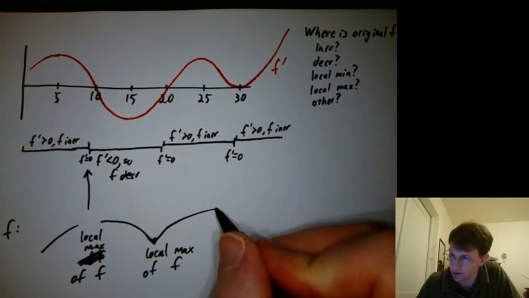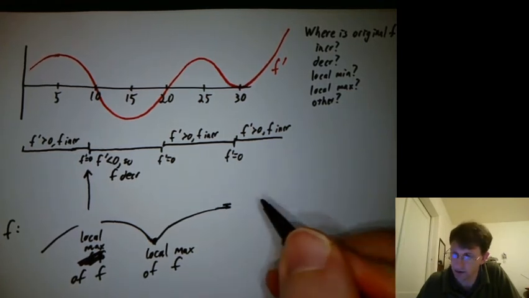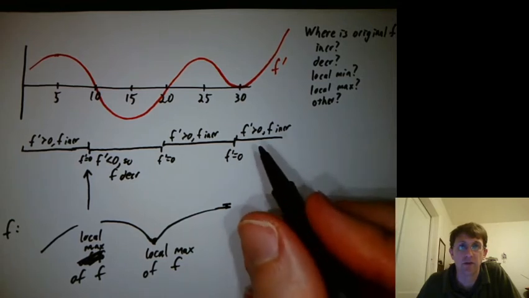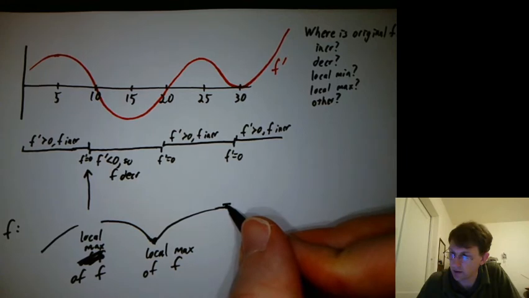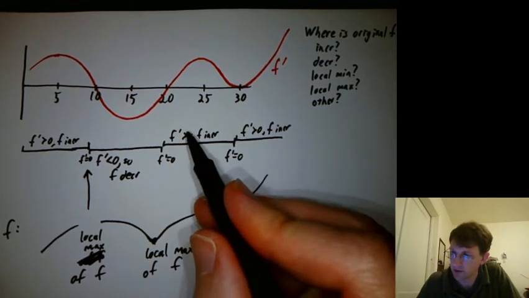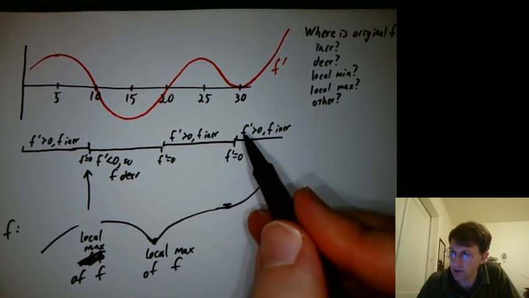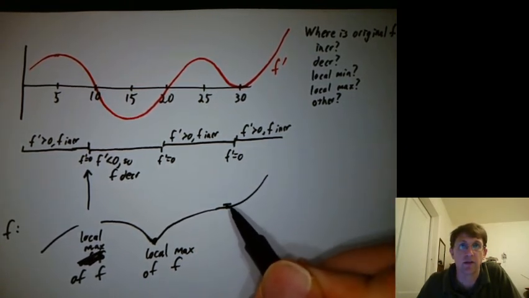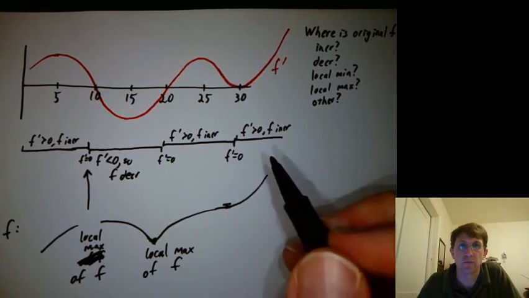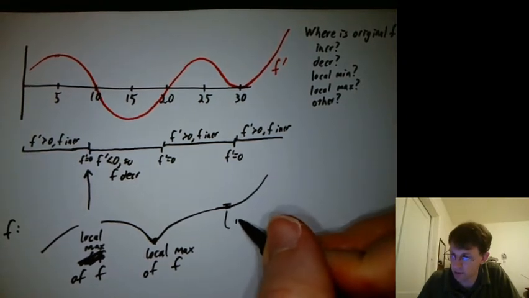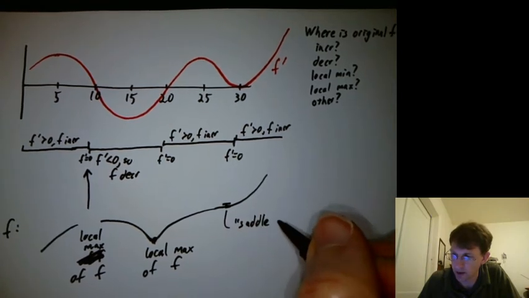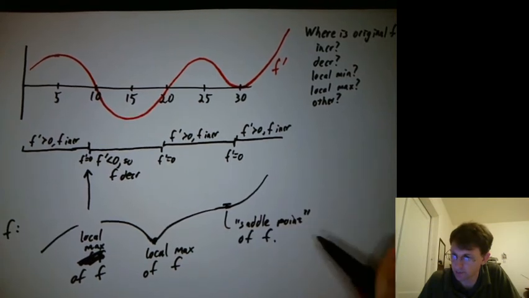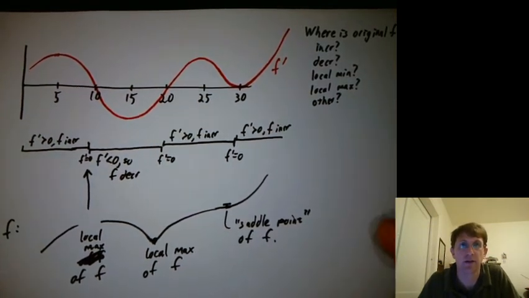So we know the original function has a flat tangent. And then what can we say? Well, the original function keeps increasing after that. f is increasing from 20 to 30 and from 30 onward. That's what we have here. And so is that a local min or local max? Well, you might remember the word saddle point. That's a saddle point, not a local min or max. So that's what I meant when I said other there.